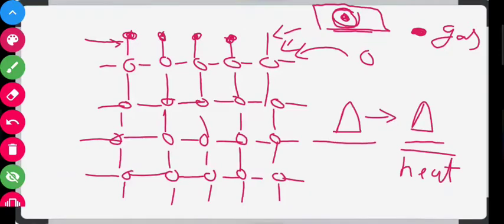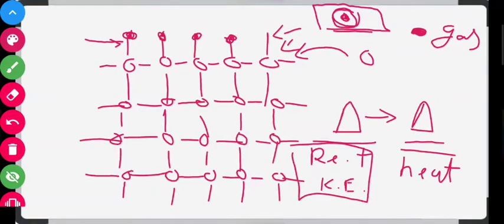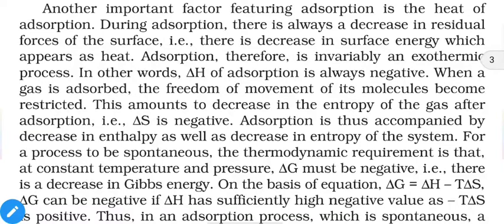Initially it was residual force plus kinetic energy of gaseous particles, and now both of these types of energy will convert into heat. So that's why adsorption is an exothermic process, it will lose heat. So these residual forces of the surface, that is, there is a decrease in the surface energy which appears as heat. So adsorption therefore is invariably an exothermic process. In other words, delta H of adsorption is always negative when gas is adsorbed.